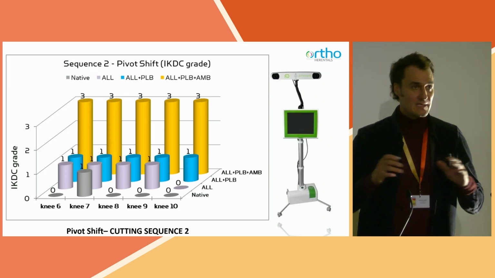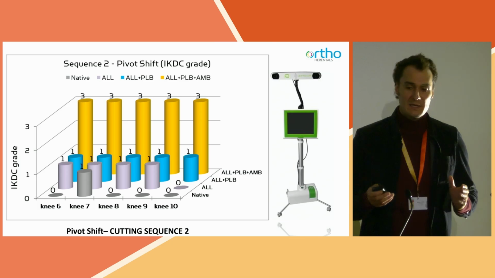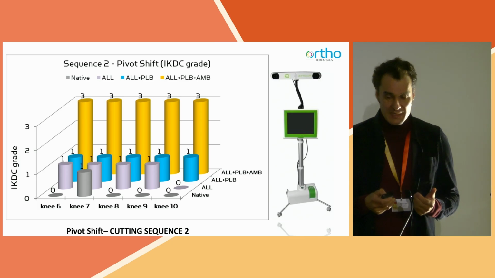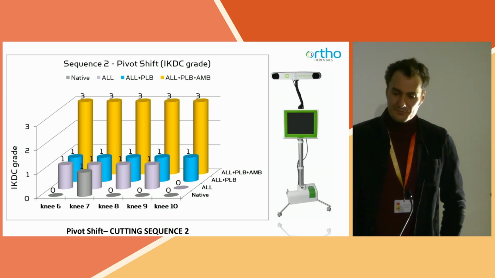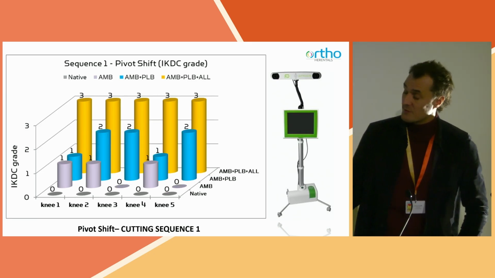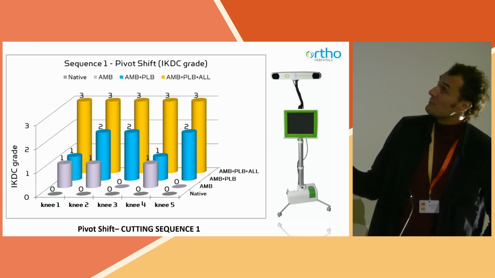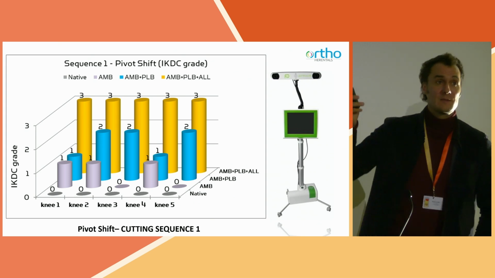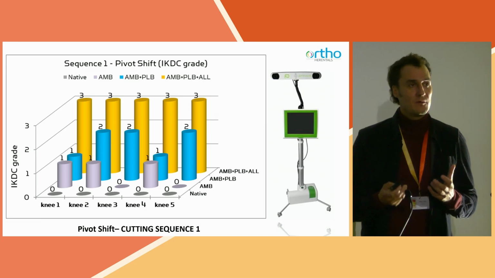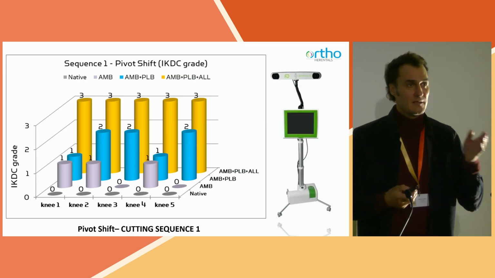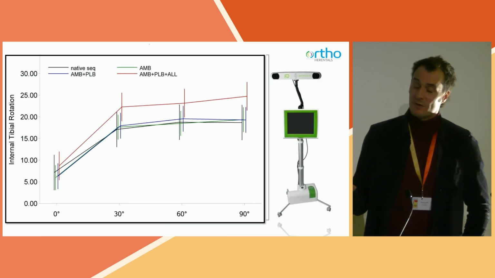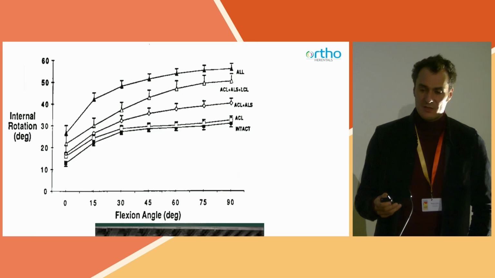So if the ACL is intact and you cut the ALL, nothing happens. But if the ACL is injured and you cut the two bundles of the ACL, they have a pivot shift. But if you cut the ALL together, they have an explosive pivot shift. So a combination of both lesions is needed, ACL plus ALL, in order to have a very high-grade pivot shift. And so again, we also showed that it's affecting rotation.